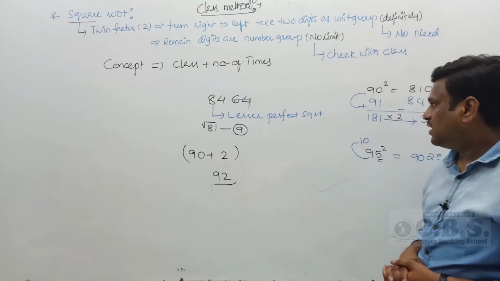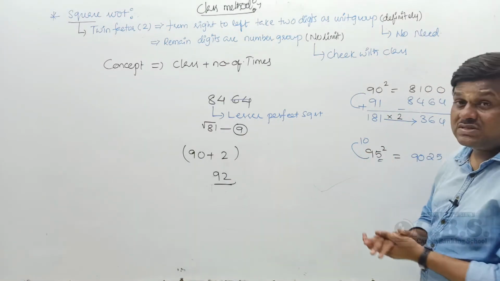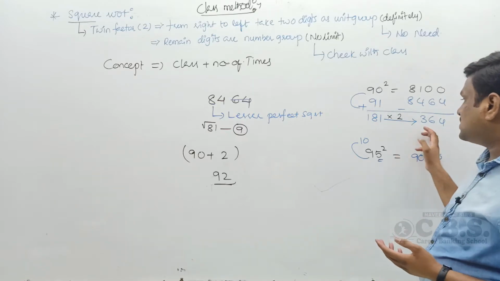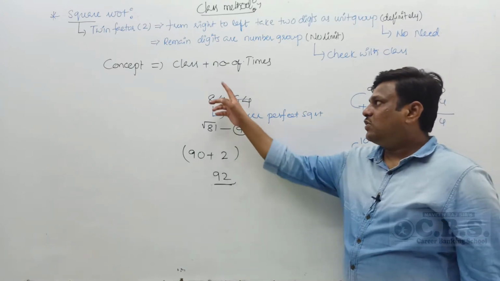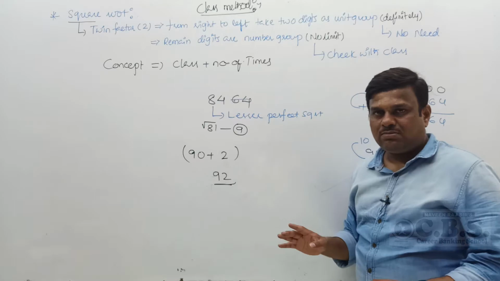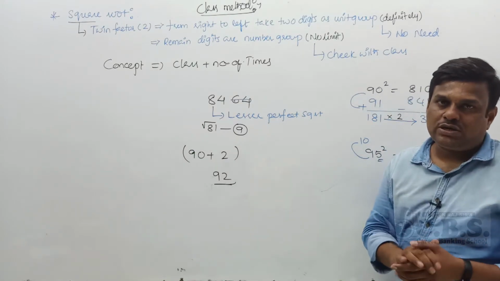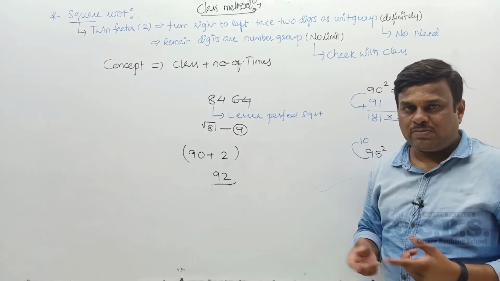Therefore, after 90, what is the next digit? What is the number to get? 91. 90 plus 91 sums to 181. The difference is 364. 181 how many times to get 364? Only 2 times. So our answer is 92. That is the class method technique to find the square root, for perfect as well as non-perfect square roots.